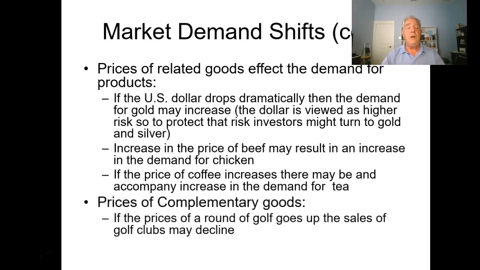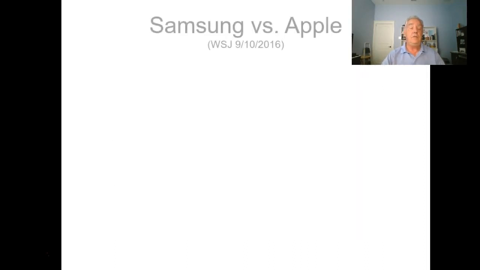Okay, prices of complementary goods have an impact on sales. Right? A round of golf goes up, sales of golf clubs may decline. The price of golf goes up, people may not be playing as much, and therefore it may have a big impact on the sale of golf clubs.